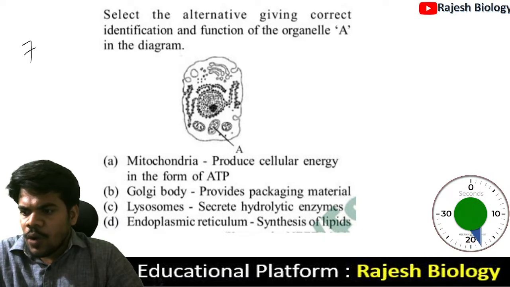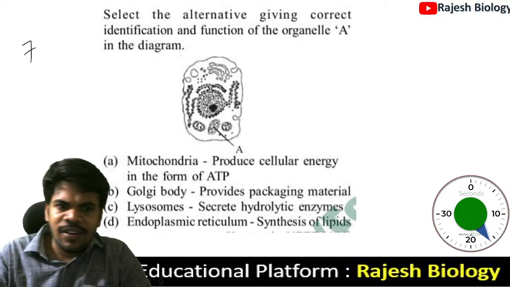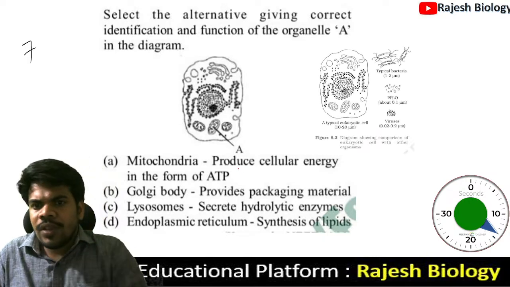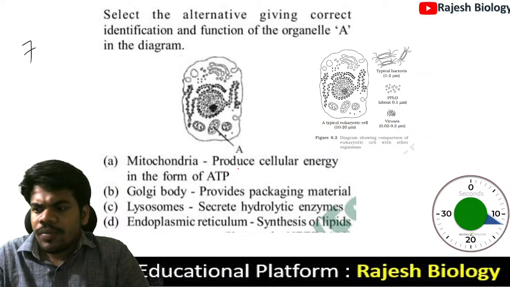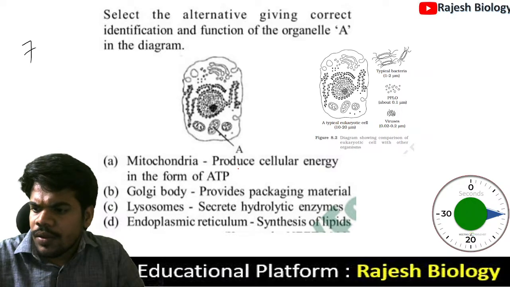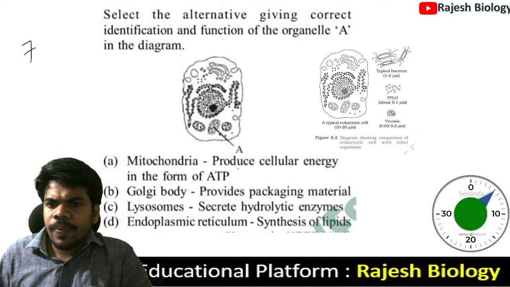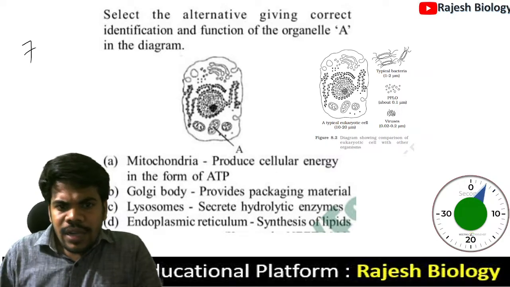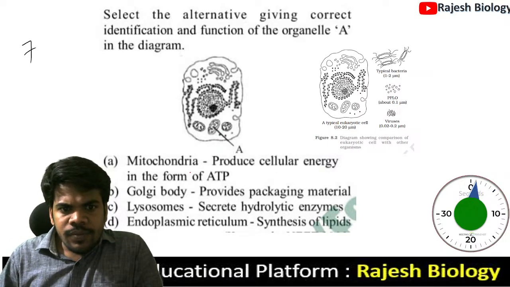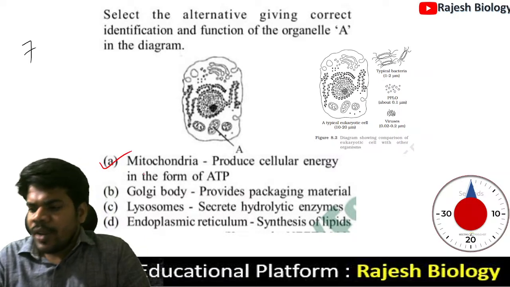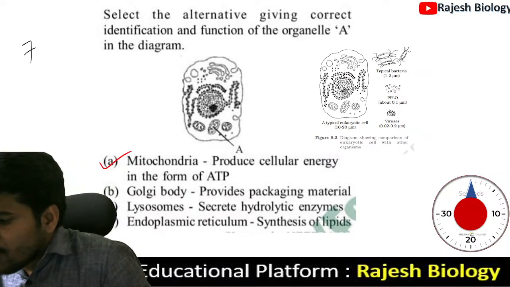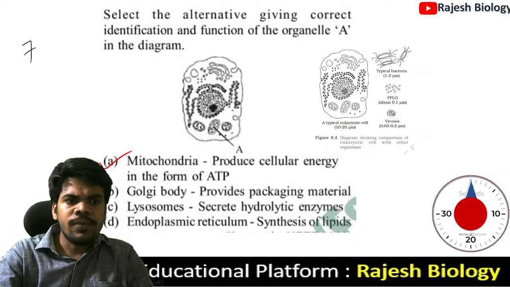For this, the count is restarted again. Okay, I'm going to give you the clue. The right answer actually is the mitochondria. In this, we can observe mitochondria produce cellular energy in the form of ATP. Option A. Very good, Aparna.